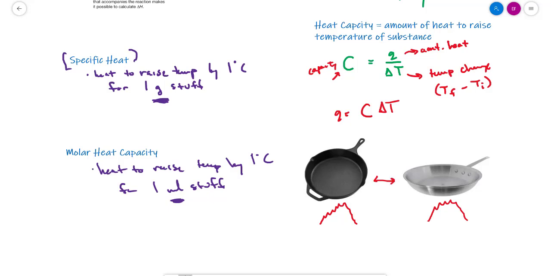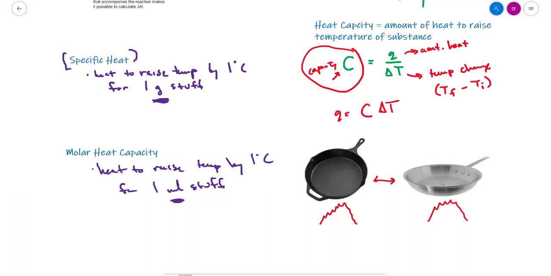So what's the difference in these two substances? Well, this one on the left, the cast iron, has a much higher specific heat or heat capacity, meaning it takes a lot more heat to raise the temperature of this pan by 1 degree for every gram of it than does this thin aluminum pan. And so all substances are this way. And so the heat capacity here is really our tool.